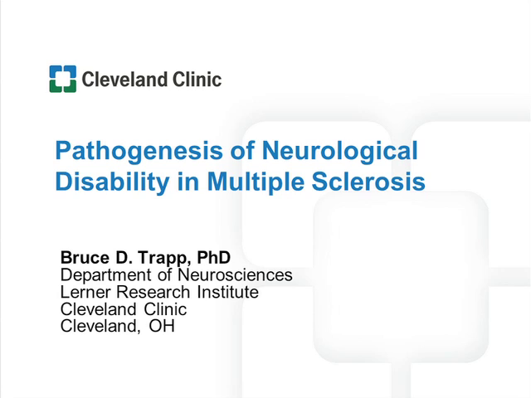Thanks, Dr. Trapp, for your up-to-date and comprehensive discussion of the pathogenesis of neurological disability in multiple sclerosis. It's astonishing to consider how much has changed about our understanding of MS and its pathology, thanks in no small part to Dr. Trapp and his colleagues. We used to think MS was all about demyelination, and now we know that axons are crucial to the development of disability and are a core part of early damage.